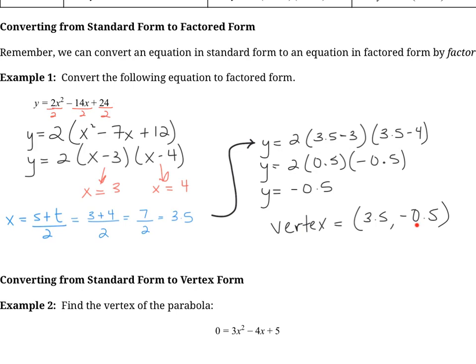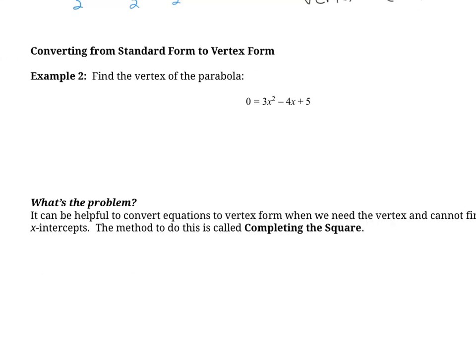So if I put together my x value and my y value, that's going to give me the coordinate point for my vertex. So we can take an equation that is in standard form, we can go through the process of factoring it to turn it into factored form, and then we can perform some additional steps to find the vertex. So what if we wanted to go from standard form directly to vertex form?